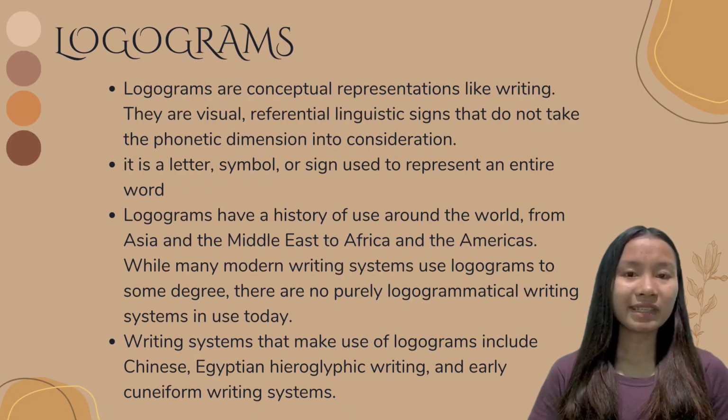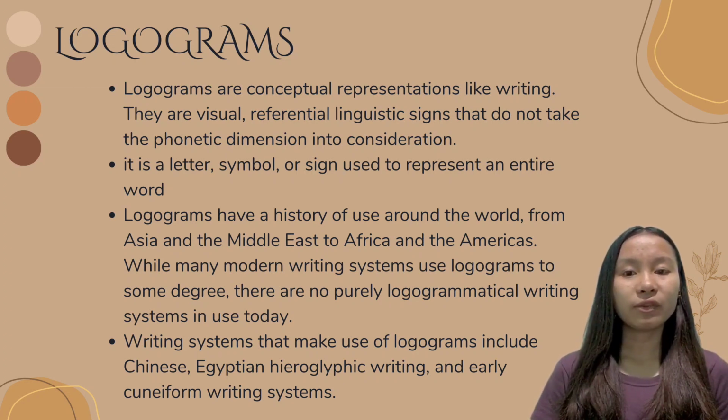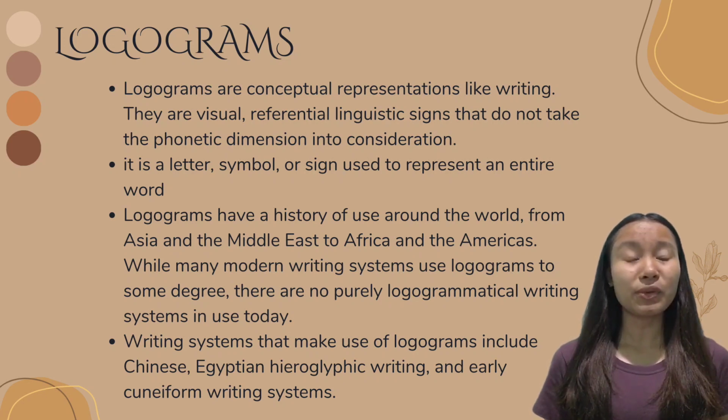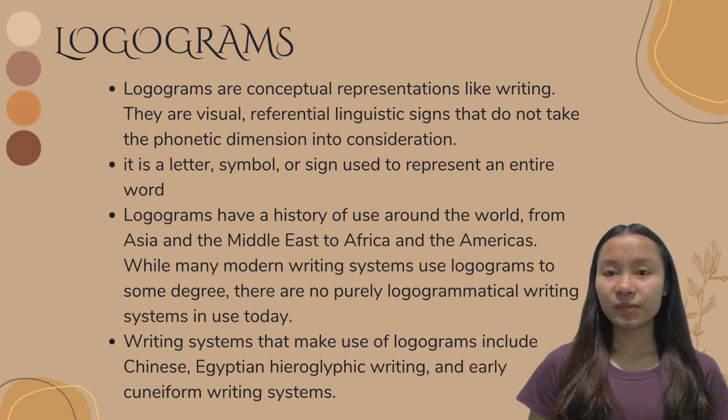Logograms are conceptual representations like writing. They are visual, referential linguistic signs that do not take the phonetic dimension into consideration. It is a letter, symbol, or sign used to represent an entire word. Logograms have a history of use around the world, from Asia to the Middle East to Africa and the Americas. While many modern writing systems use logograms to some degree, there are no purely logographic writing systems in use today. Writing systems that use logograms include Chinese, Egyptian hieroglyphic writing, and early cuneiform writing systems.